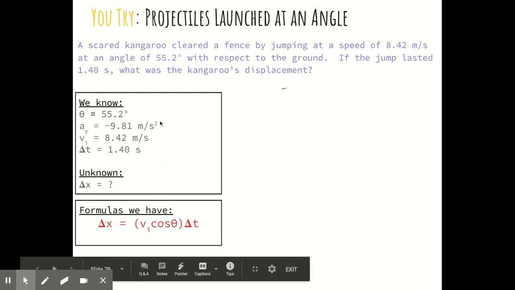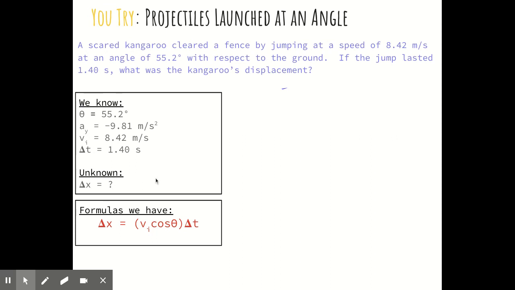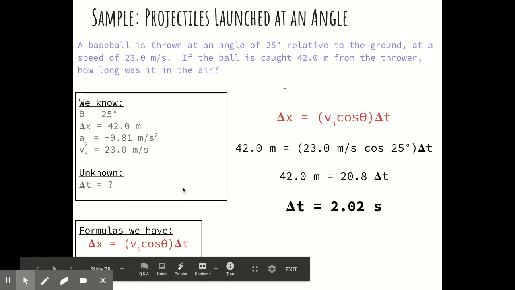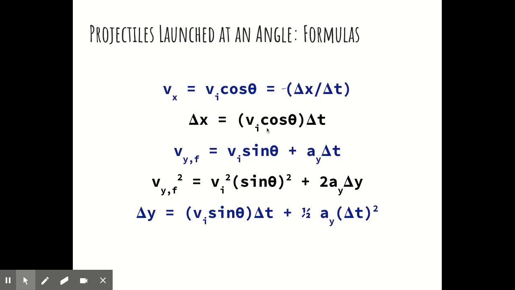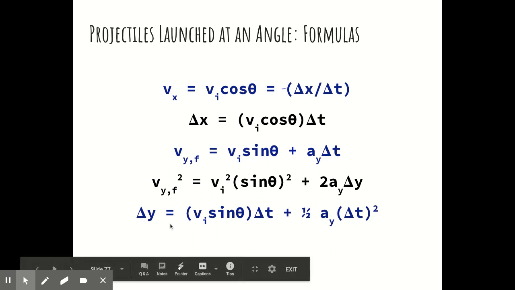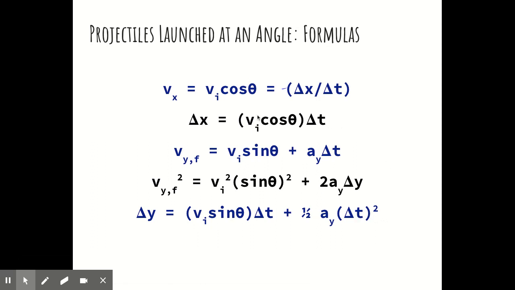Based off of what we know, we're finding delta t on this one. So delta t is in almost every single formula, except for this one. If we look at these 4 formulas and narrow it down to what we have and what we don't have, you're going to end up using this one.